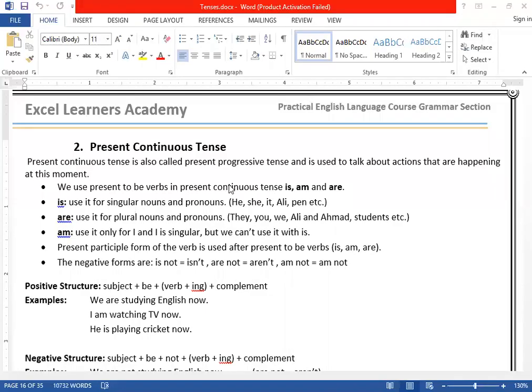Bismillahirrahmanirrahim. We want to study another tense here, and that is called present continuous tense.